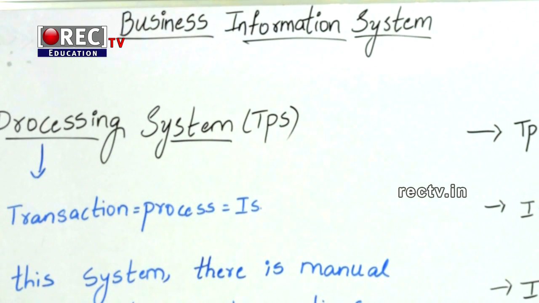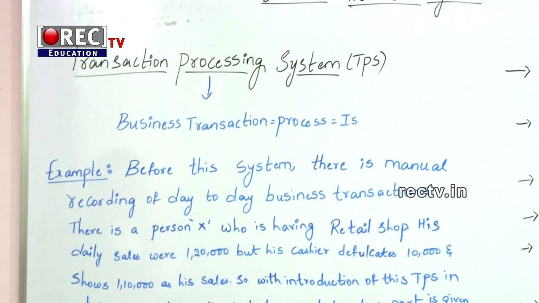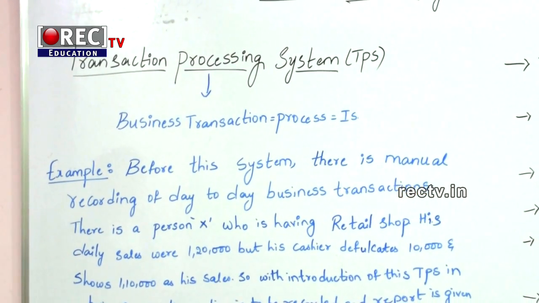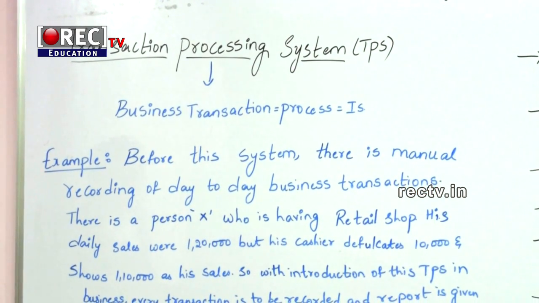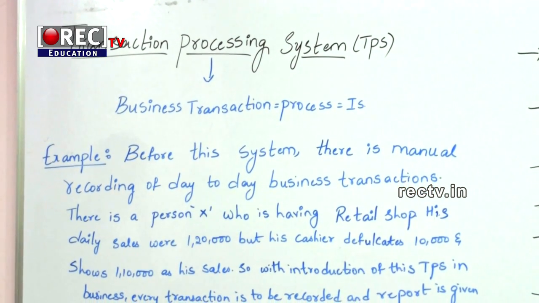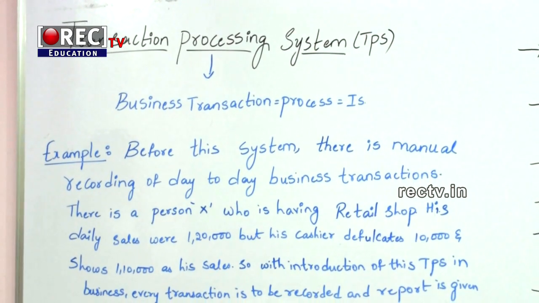Today in this session we are going to see the remaining part of Business Information System. Transaction Processing System. It is a business transaction doing some process and giving some usable information. To understand this TPS, let's see a simple example.